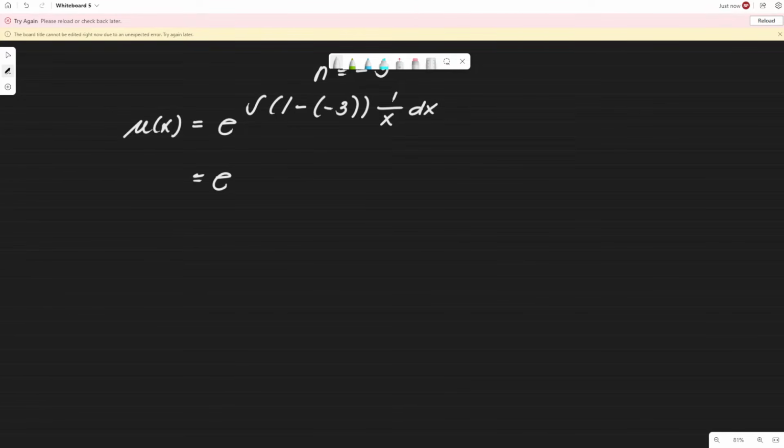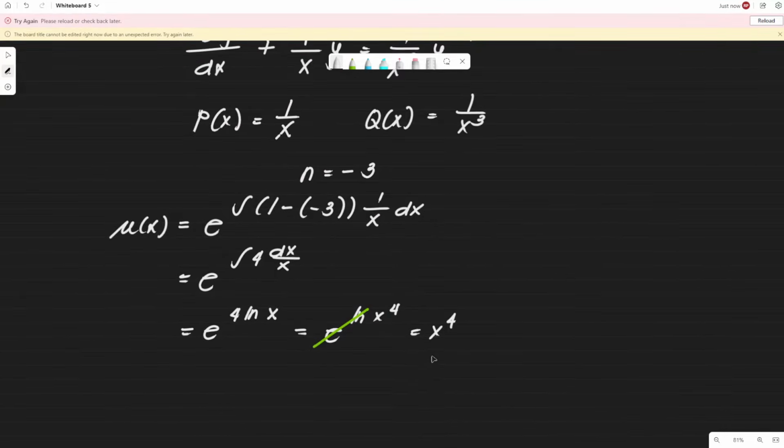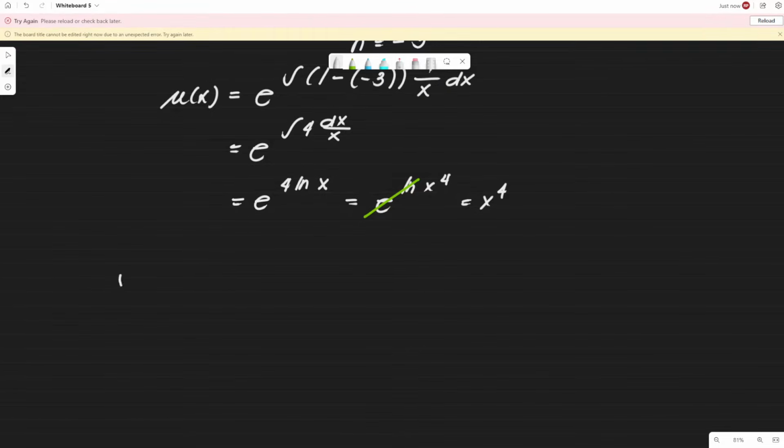So this is equal to e raised to the integral of 4 dx over x, because remember, 1 minus negative 3 is equal to 1 plus 3. So we'll have e raised to 4 ln x, so this is e raised to ln x raised to 4. So the e and ln cancel, and therefore mu of x is equal to x raised to 4. So this is our integrating factor, and now we have our solution.